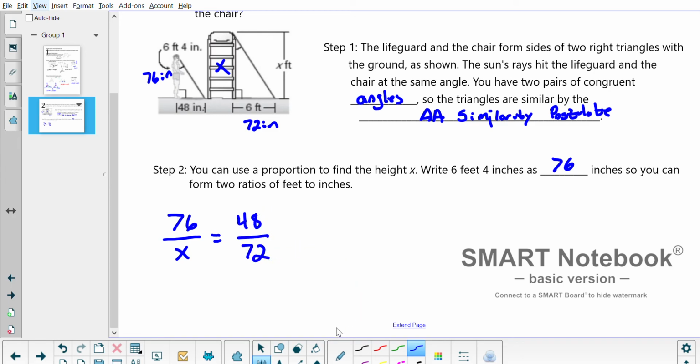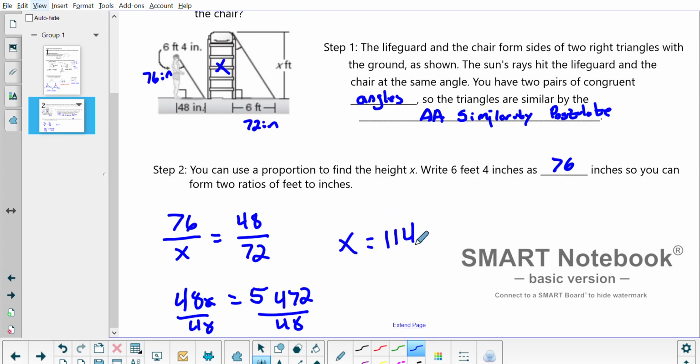Now, here you can use your cross products. So x times 48 is 48x. That's equal to 76 times 72, which is 5,472. Then when I divide by 48, I get x is equal to 114 inches.